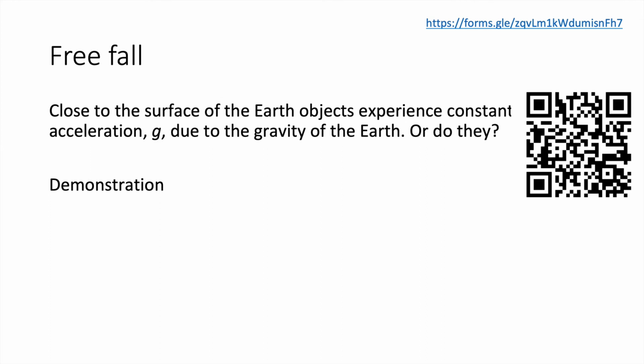Okay, so now we're going to start considering free fall. So close to the surface of the Earth, objects experience a constant acceleration, which we give the symbol g, which is due to the gravity of the Earth.